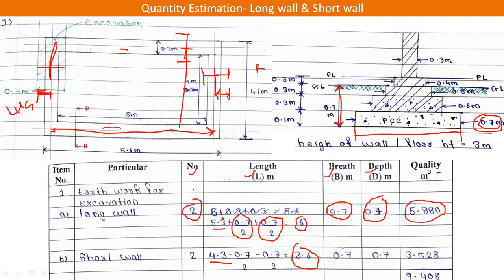Now the width of the foundation will be 0.7, similar to the long wall, because the width of the PCC is 0.7 and the depth will be 0.7. Now just multiply numbers, length into breadth into depth, and we get the quantity as 3.528. So the total quantity of earthwork for excavation will be 9.408 meter cube. For that you have to add these two values.